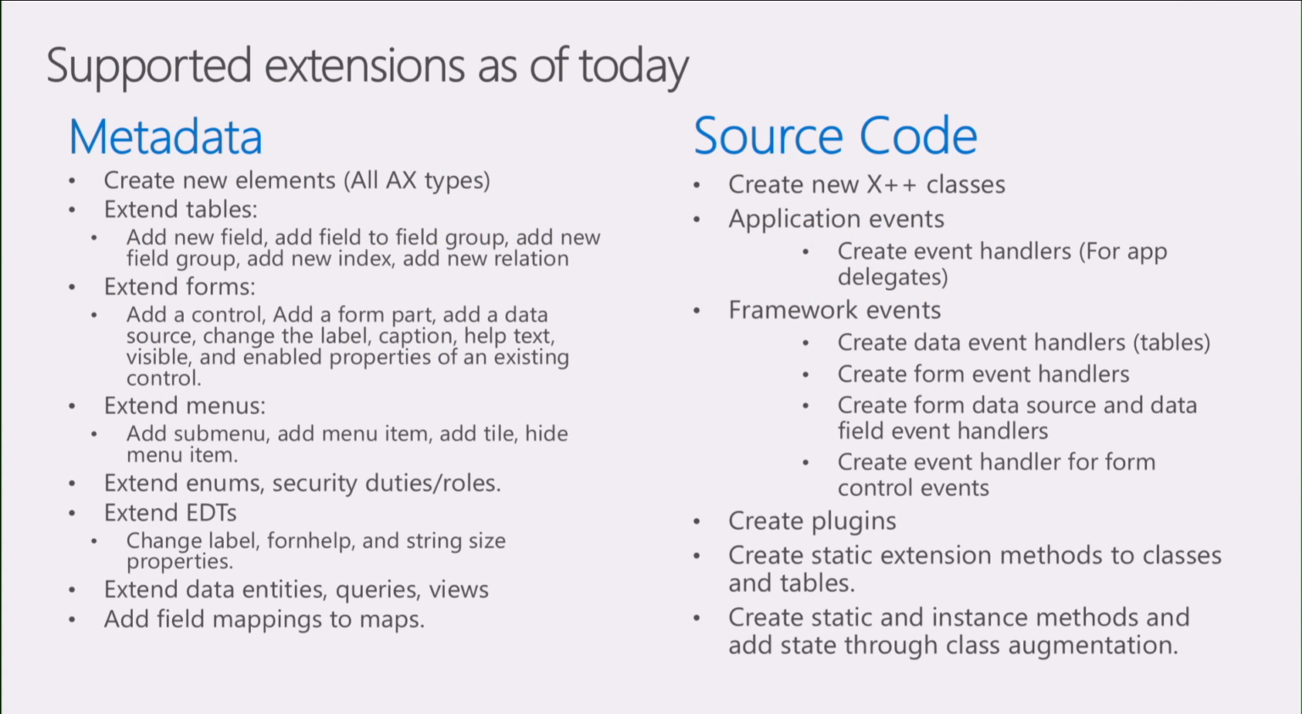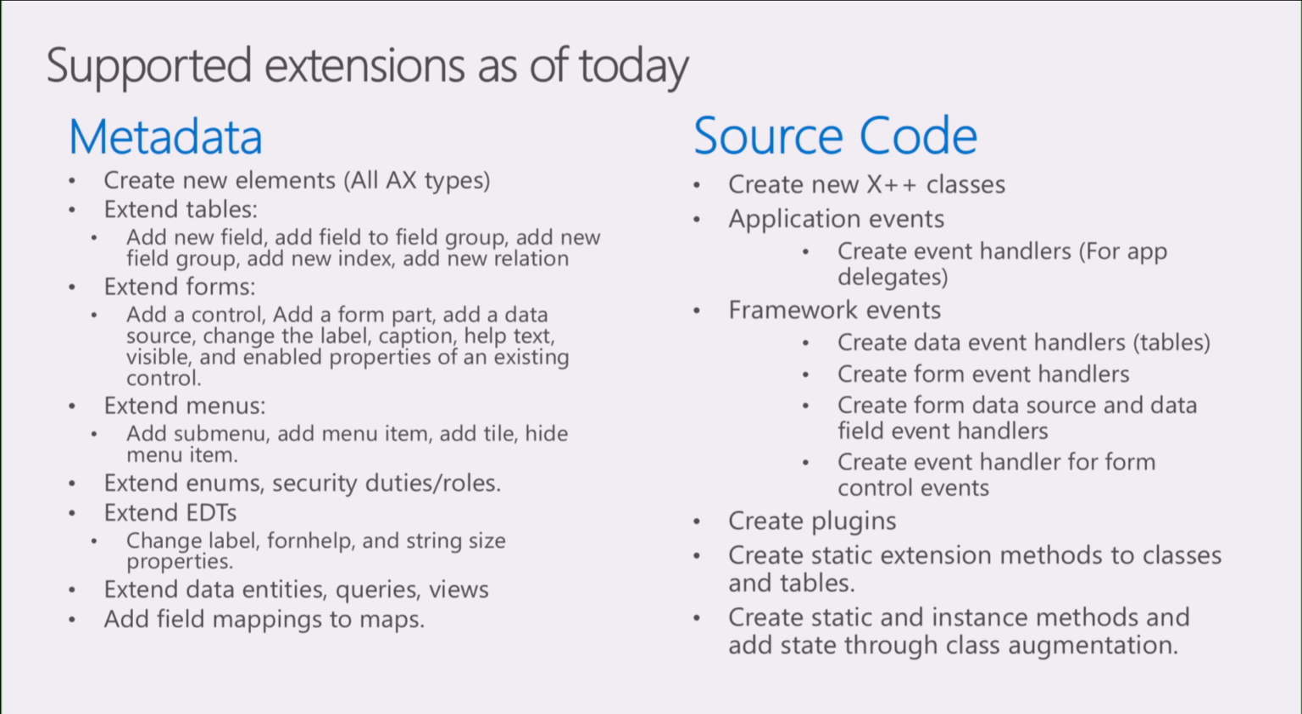So we did a little list here of what you can actually do today. I hope we didn't forget any. But the reality is that we have a very, very broad palette of things that you can do in extensions. One thing you can obviously do is to create new elements. That goes without saying. But you can extend tables by adding fields. You can add fields to field groups, create field groups. You can do the same with forms, where you can add controls. You can even now add form parts to forms. That's something new that we added for update 3, which is coming soon.